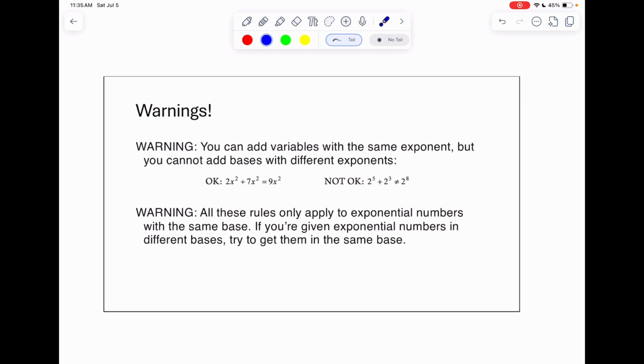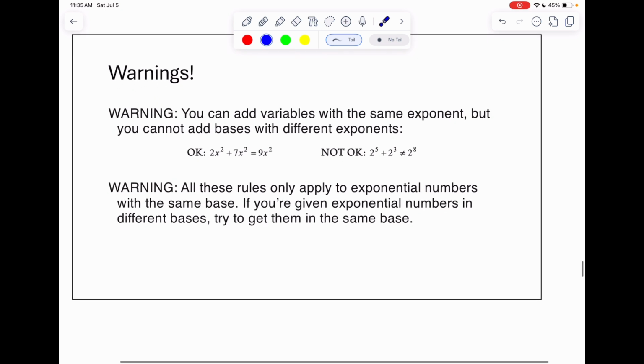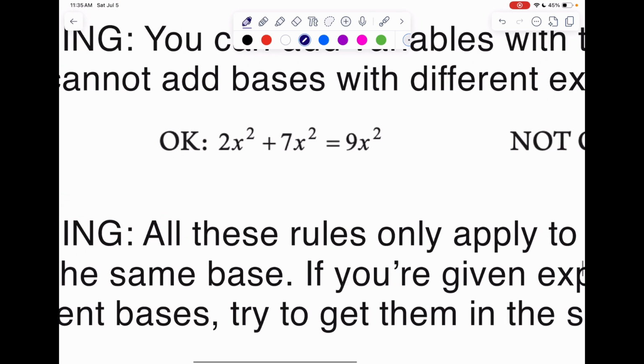All right, so here's some warnings for you. You can add variables with the same exponent and the same base, but you can't add bases with different exponents. So to look a little bit more deeply into this guy, this is okay. Why can we combine these guys? Well, they're what are called like terms. Let's investigate what a like term means. We're going to talk about this more in the algebra video, but a like term means you have the same base with the same exponent.